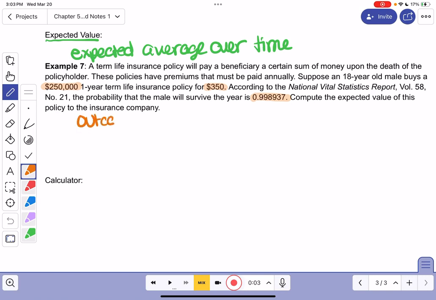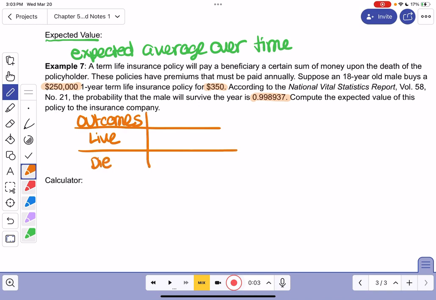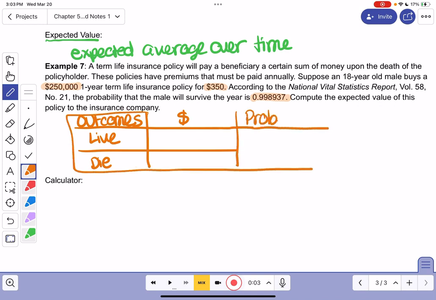So we have outcomes. What are the outcomes? Well, he either lives or he dies. Those are the only choices. If he's not dead, he's alive. So he's going to make a certain amount of money, or the company's going to make a certain amount of money. And then there's the probability that he lives and dies. So let's start with that.